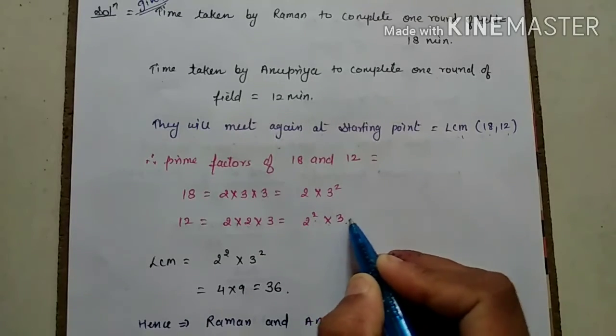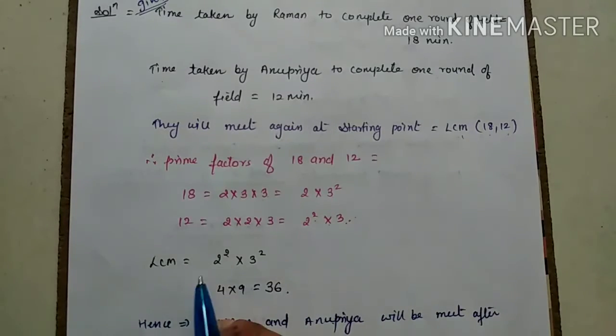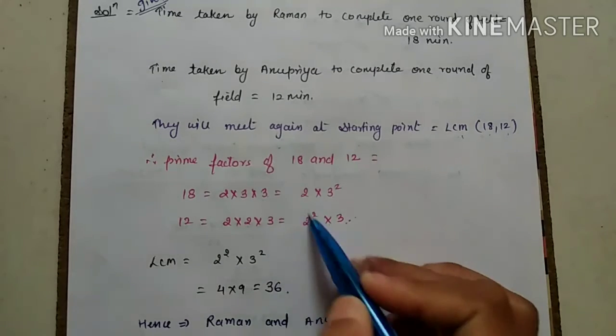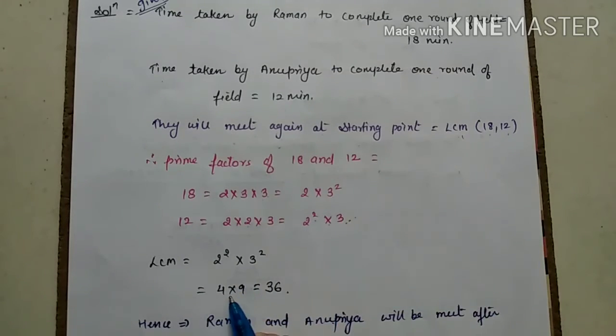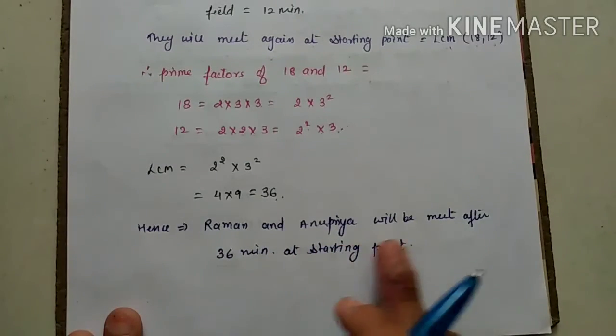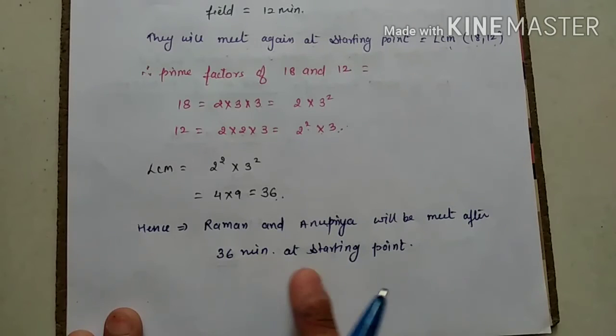2's power 2 into 3's power 1. Is it clear? LCM is what? Highest common with the highest power. So 2's power 2 into 3's power 2, so 4 into 9 equals 36. Hence, Raman and Anupriya will meet after 36 minutes at the starting point. So at the starting point, after 36 minutes, they will meet each other.